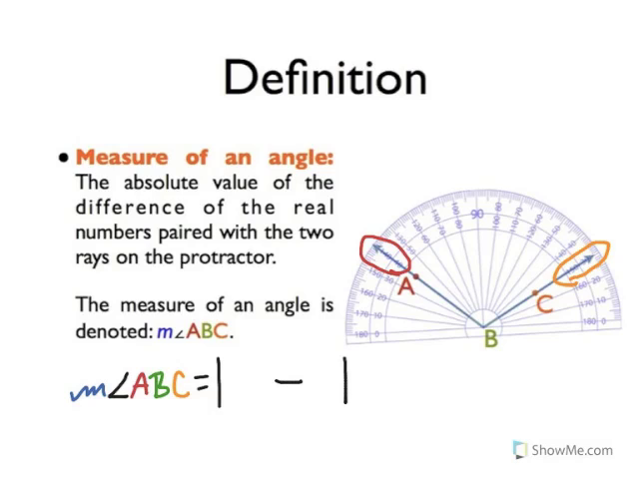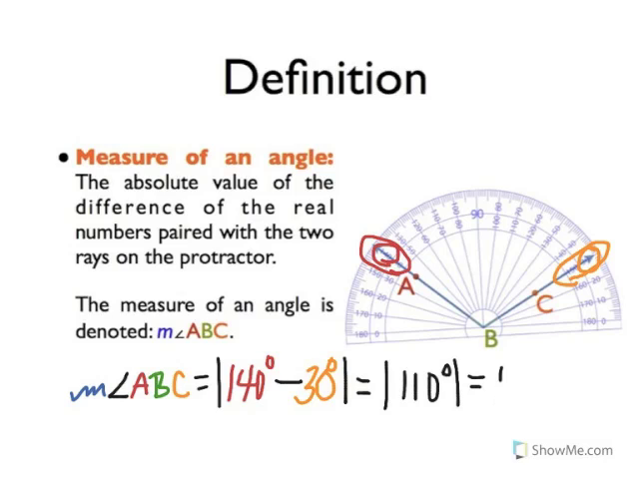Now here's the tricky thing. With the numbers, you choose either the inside or the outside. So I'm going to choose the outside in this case. That's 140 degrees minus 30 degrees. And again, it doesn't matter whether you choose the inside or outside, so long as you are consistent. So if we do our arithmetic now, 140 minus 30 is 110 degrees, and the absolute value of a positive 110 is still a positive 110. And the units for angles is degrees.